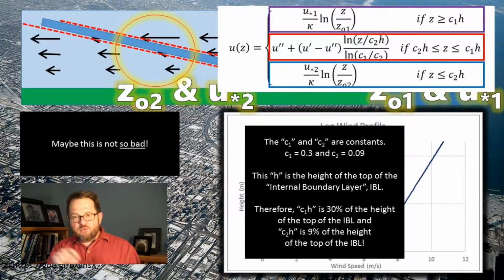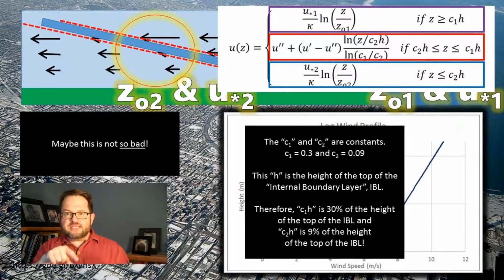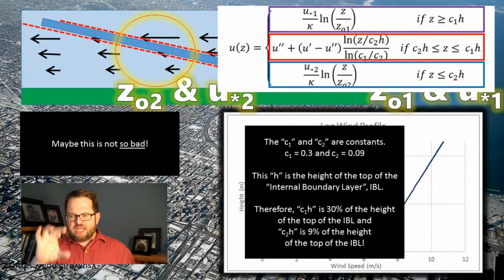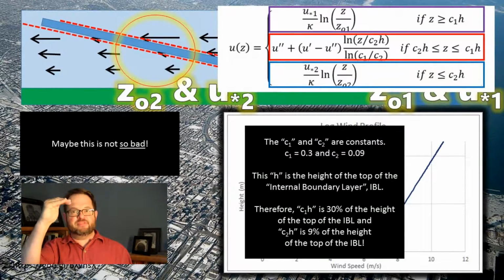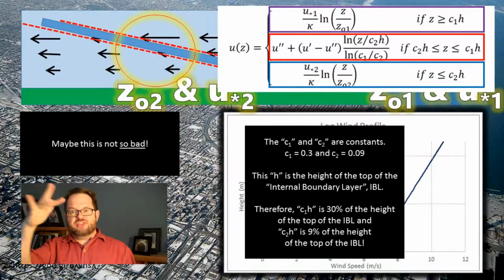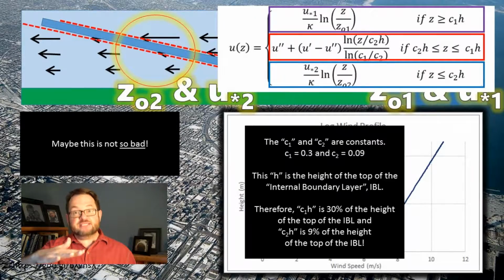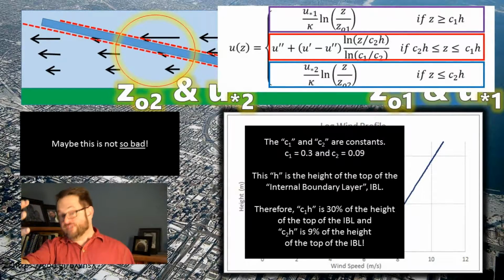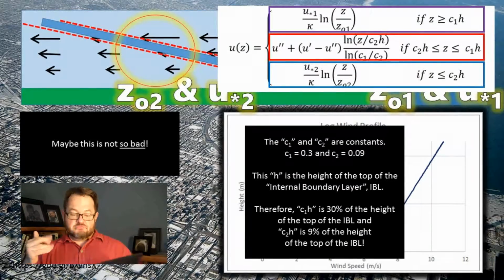So all of these numbers, C1H and C2H that you see all over the place in here, are just describing three places in the vertical column. H is the top of the internal boundary layer. It's going to be part of the boundary layer, as much as maybe a few hundred meters or something. And there's two heights along the way: 9% as high as that, and 30% as high as that. Okay, horrible to look at, but actually not that terrible once you think about what they mean.